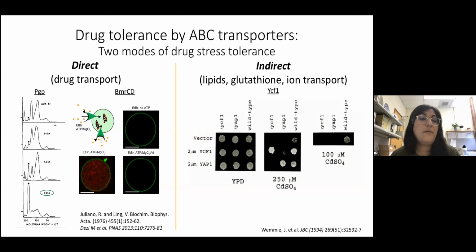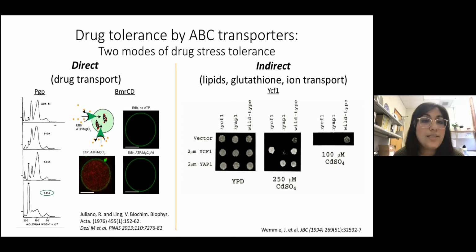Now, these are examples of direct drug transport, whereas indirect mechanisms of drug tolerance stem from the ability of transporters like YCF1, which is one of our targets that I'm going to present to you today, to detoxify cells from potentially damaging species. So looking here in this experiment, we're looking at different strains of yeast that have been treated with the toxic compound cadmium, in wild type or knockout cell lines.